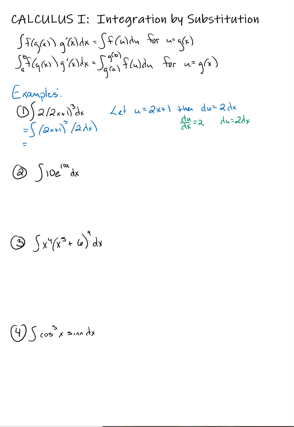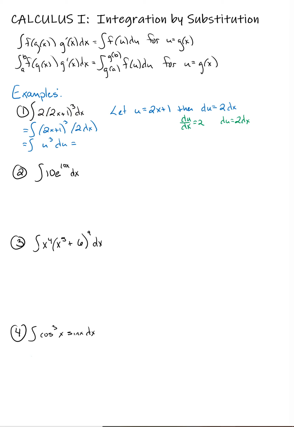Now notice I have a direct substitution. This 2x plus 1, that is u, and it is cubed. Now in the back, 2 dx, that is du. So we can integrate this. We could definitely find the antiderivative of u cubed.